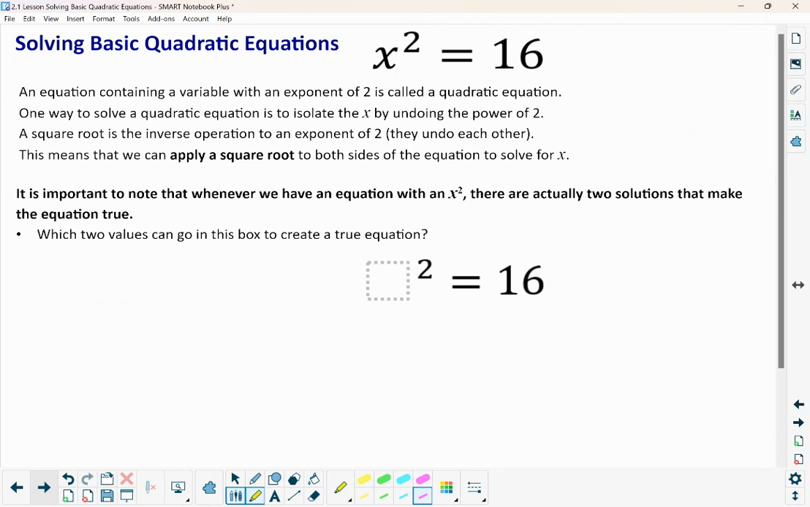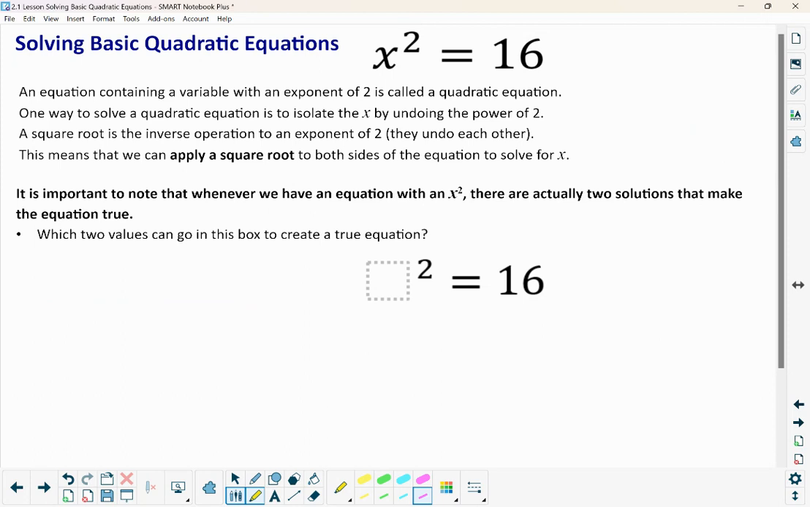Okay, so we're going to work now on solving basic quadratic equations. An equation that contains a variable with an exponent of 2 is called a quadratic equation. One way to solve a quadratic equation is to isolate the x by undoing the power of 2. Right now our x has a power of 2. I want to undo that power of 2. Well, a square root is the inverse operation for a power of 2.